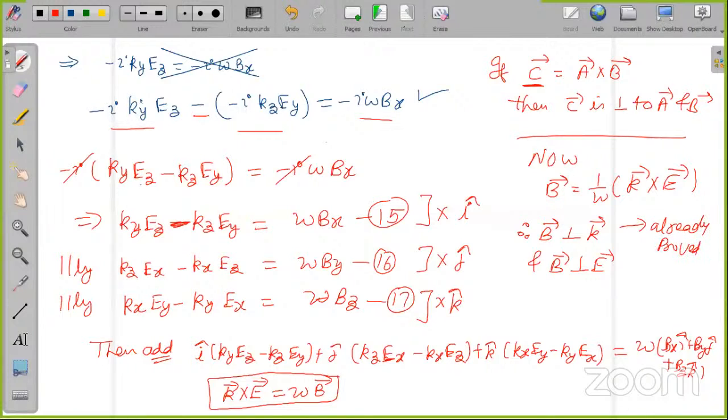This is something new. Therefore, we have seen that K vector, E vector and B vector are mutually perpendicular. All three are perpendicular to each other. Therefore, electromagnetic waves are transverse in nature. I think you will enjoy today's lecture.